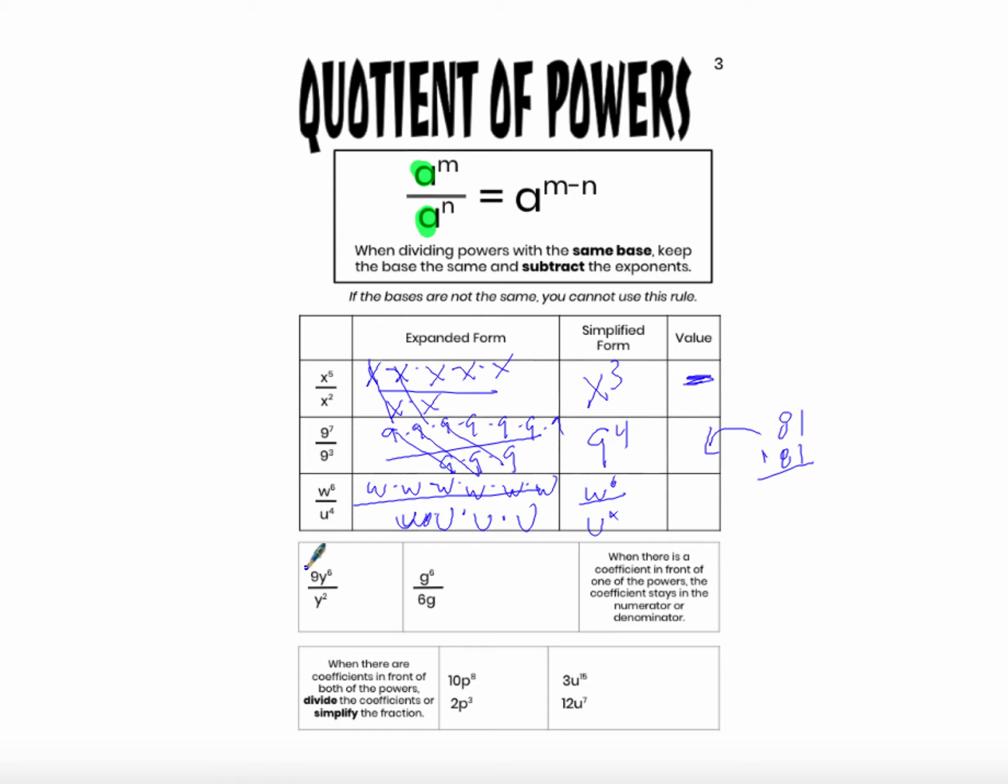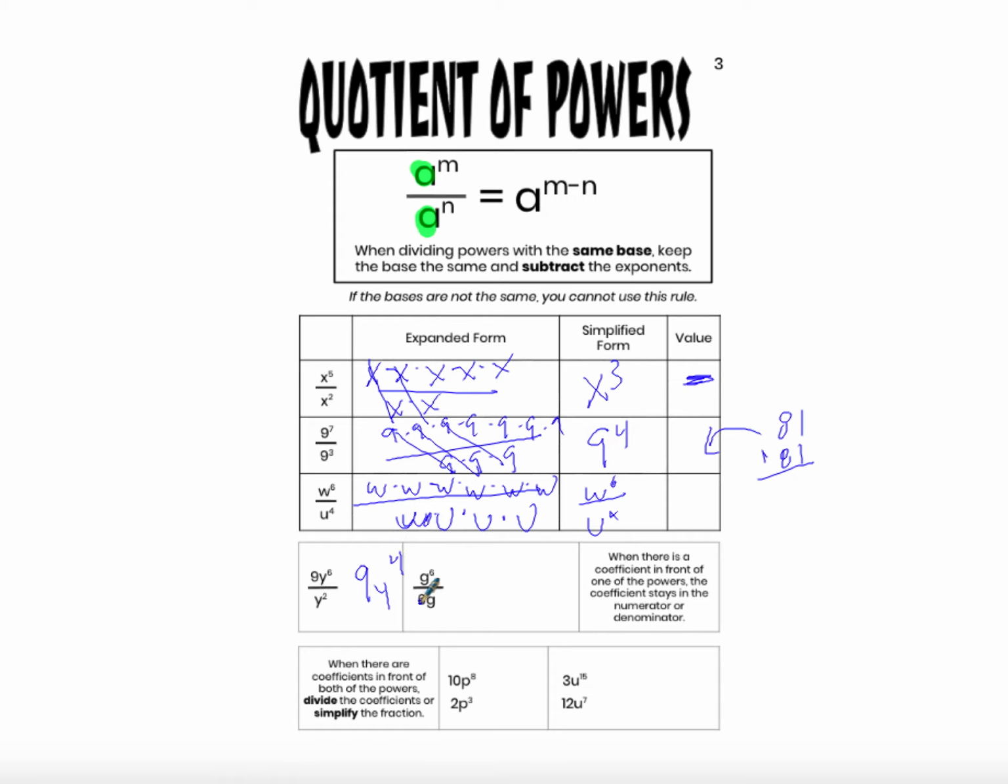When we have numbers involved, we are going to think about those as fractions that we simplify. 9 times y to the 6th over y squared. That 9 will just stay in the numerator. Y to the 6th divided by y squared. I can use that quotient rule, subtracting. 6 minus 2 is 4.